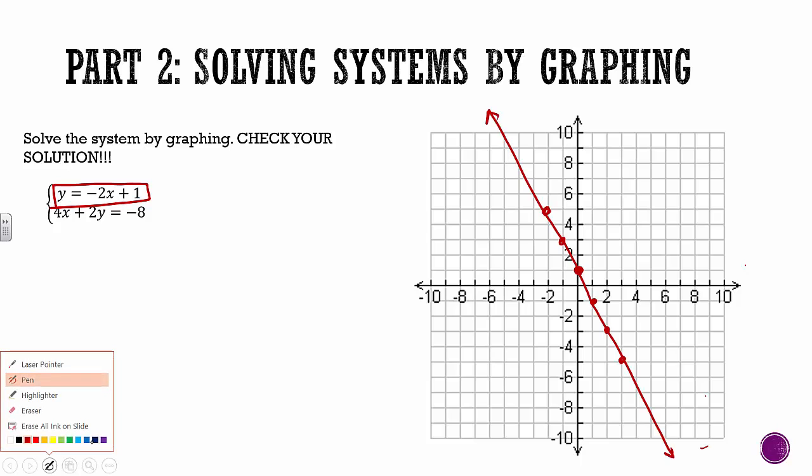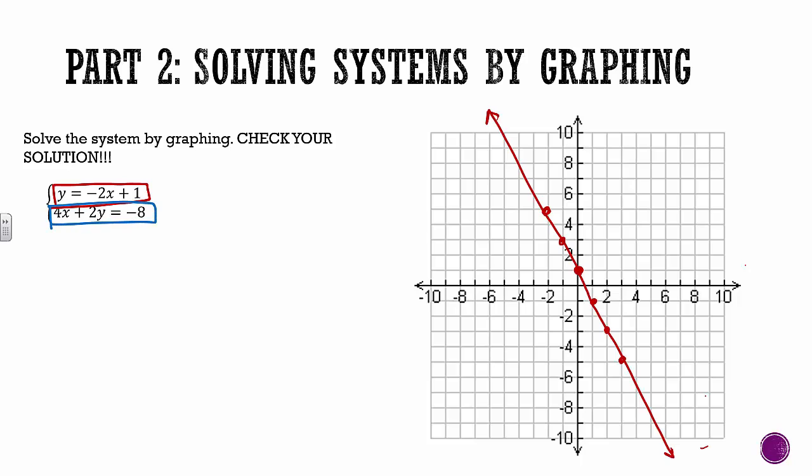And then this next one is in standard form, and I'm going to graph it with intercepts. Remember, if I want to find where it crosses the y-axis, you cover that up. So it's going to cross the y-axis at negative 4. Then I can do the same thing for x. Cover that up, and I get that it crosses the x-axis at negative 2. So at first glance, these look like they don't cross anywhere.